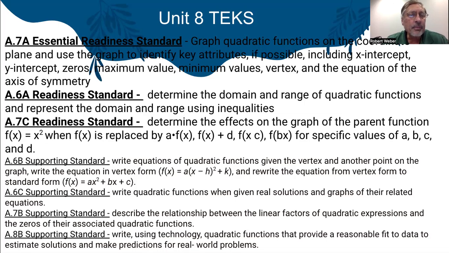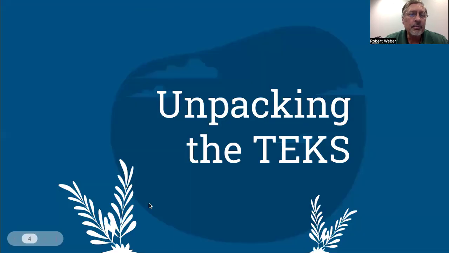So the supporting standard 6B, writing equations of quadratic functions from vertex form. 6C, writing quadratic functions when given solutions and graphs. 7B, relationship between linear factors and quadratic solutions or zeros. And 8B, writing using technology quadratic best fit and making predictions. So 1 essential, 2 readiness, and 1, 2, 3, 4 supporting.